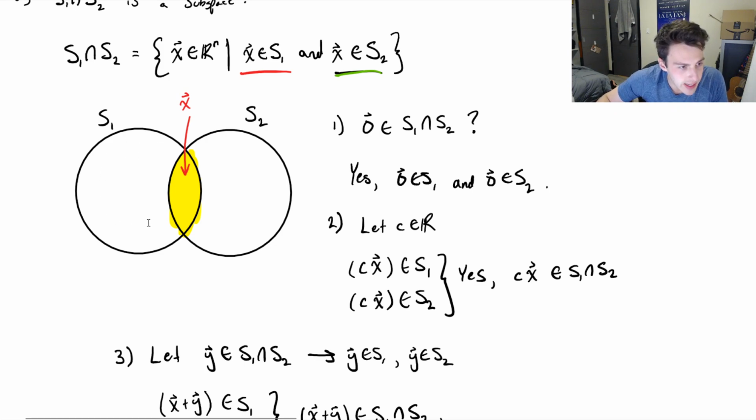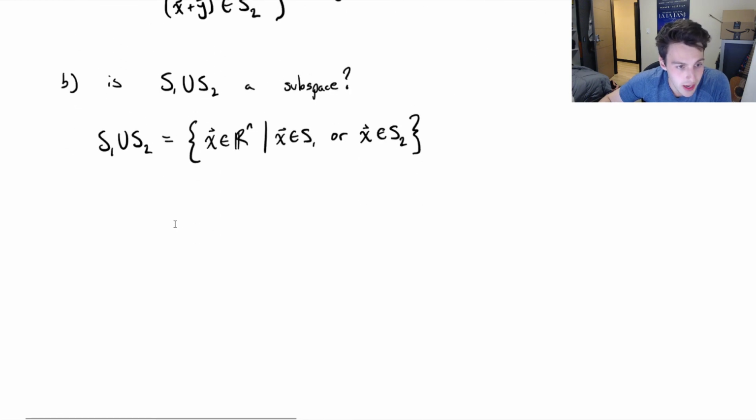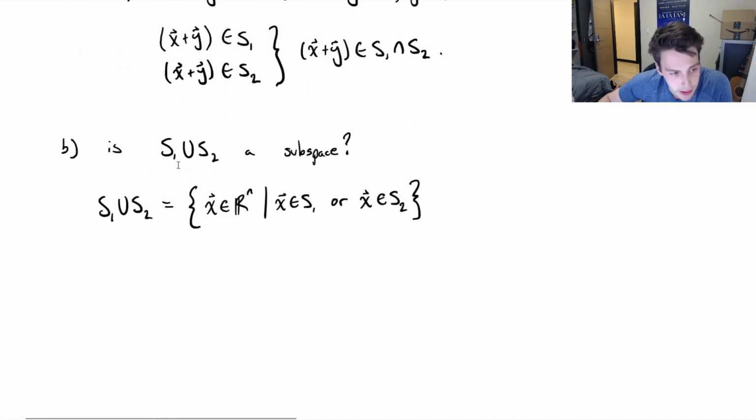So it would be this entire Venn diagram colored in, okay? Something in there would be in the union of S1 and S2. It doesn't necessarily have to be in that intersection. It can be in either S1 or S2. And I've written that here. So the vector x is in the union of S1 and S2 if x is in either S1 or S2.